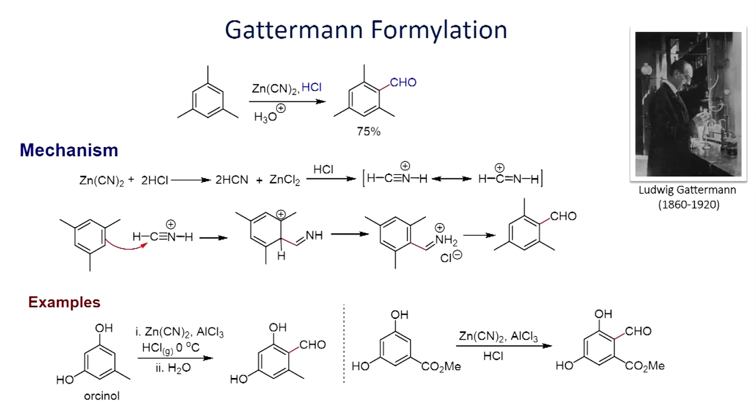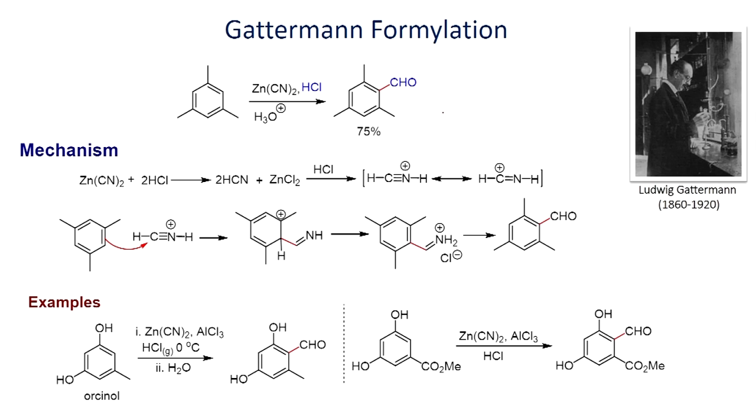We have just seen the Gattermann-Koch reaction, where you use the combination of carbon monoxide, hydrochloric acid and Lewis acid for the formylation reaction. In place of carbon monoxide, you can also use hydrogen cyanide. This is known as the Gattermann formylation, and here the reaction conditions are shown. Instead of hydrogen cyanide, since it is toxic, you can start with zinc cyanide and hydrochloric acid and readily do the formylation. An example shown here: mesitylene can be converted into the corresponding aldehyde in good yield.